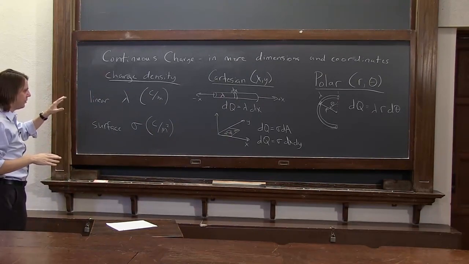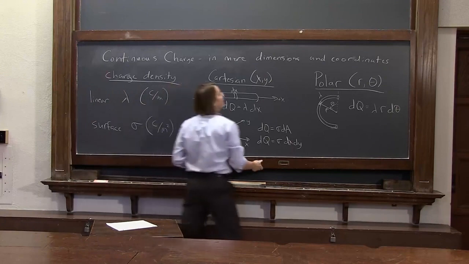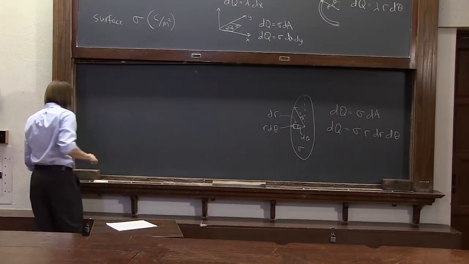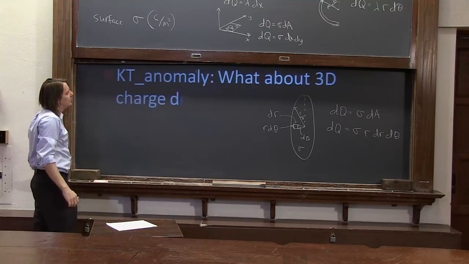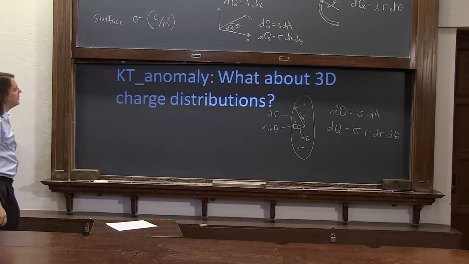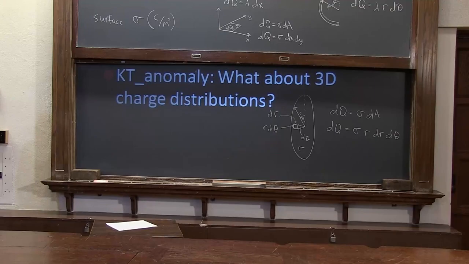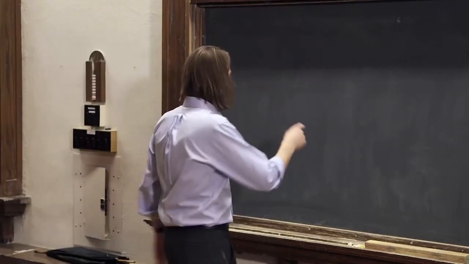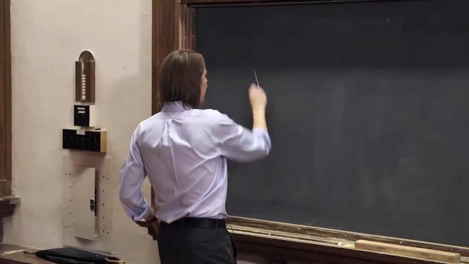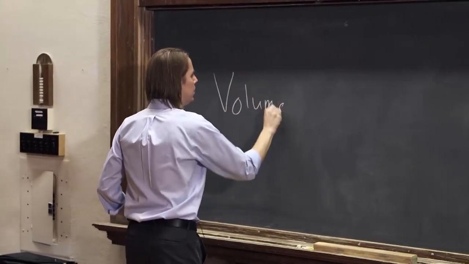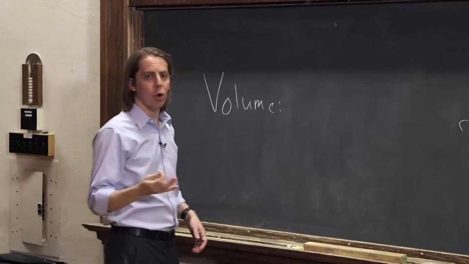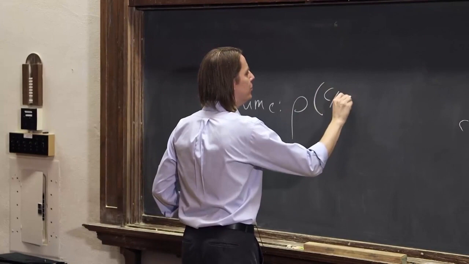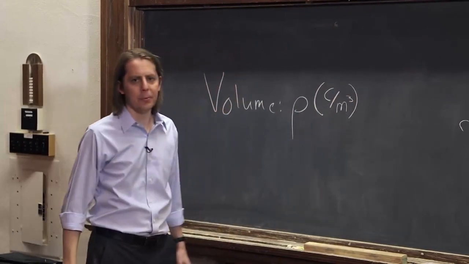But I see we have a question first, so let's go back before we keep going and see what this question is. What about 3D? Yes, of course, you can have 3D. We would call that a volume charge density. Let's just add it to our table here: volume. In that case, we call it rho, and it would be in coulombs per meter cubed. So charge per unit volume.